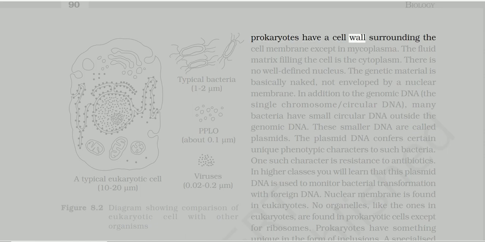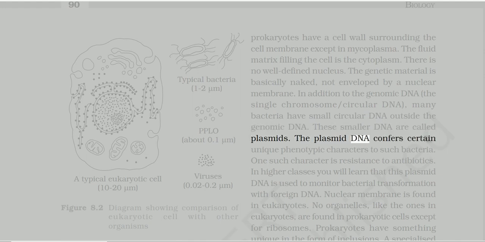Prokaryotes have a cell wall surrounding the cell membrane except in mycoplasma. The fluid matrix filling the cell is the cytoplasm. There is no well-defined nucleus. The genetic material is basically naked, not enveloped by a nuclear membrane. In addition to the genomic DNA, the single chromosome circular DNA, many bacteria have small circular DNA outside the genomic DNA.